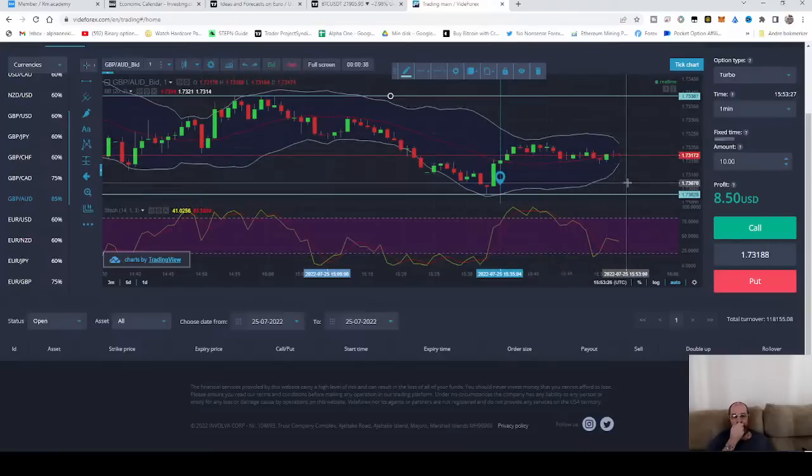Better be patient, wait for us to either go down to this area or go up to this area. Do not trade in this area here because if you do that, you might lose money, okay? Because it's too tight an area to trade. The movements are too small and this is not tradable, okay? So wait for these two lines and you can trade.